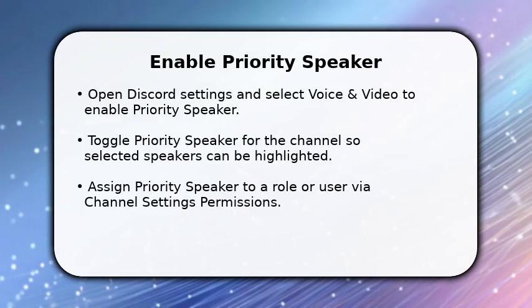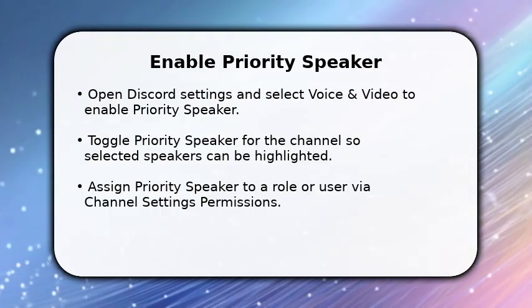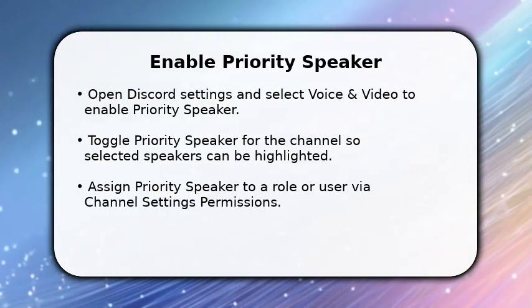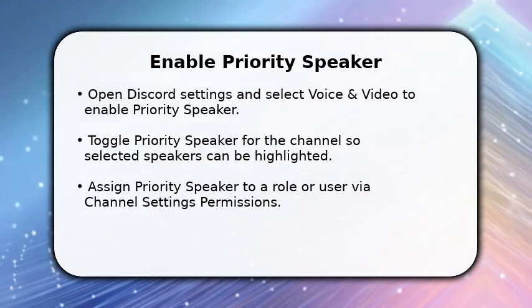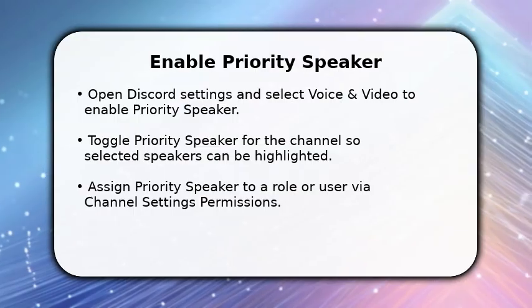Open Discord and navigate to the server where you want Priority Speaker enabled. Click the server name at the top, then choose Server Settings from the menu. Select Roles to assign a role that will use Priority Speaker later.